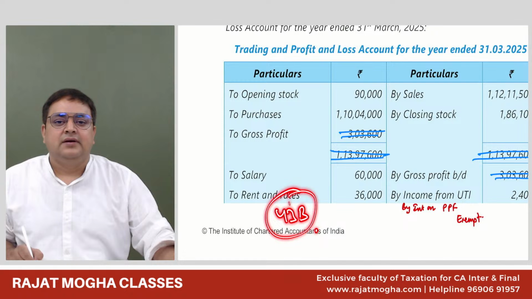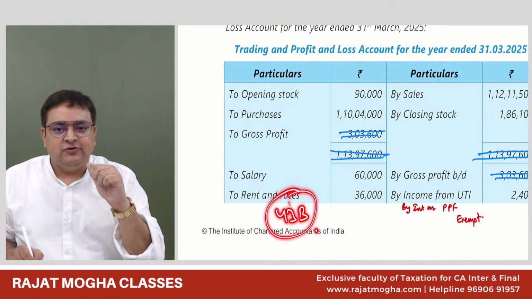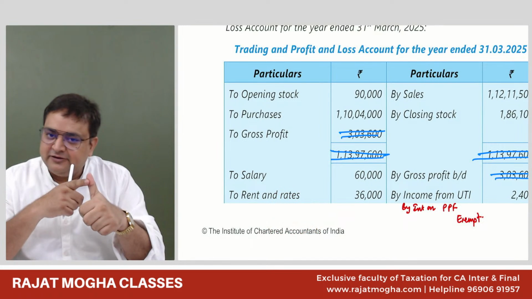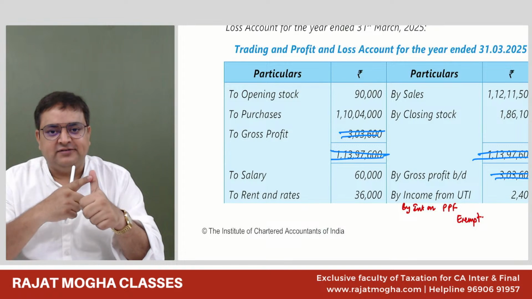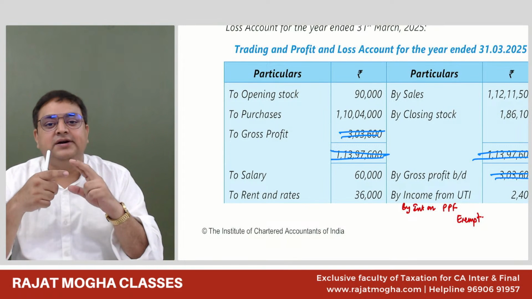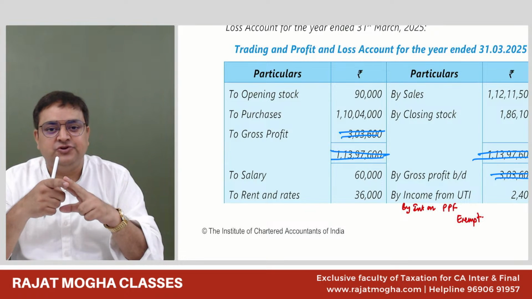Everybody, are you able to recall 43B? These are the seven expenses in 43B. What are those seven? First, any type of taxes, tax payable to government. Second, bonus or commission to employees. Third, interest from bank or financial institutions.